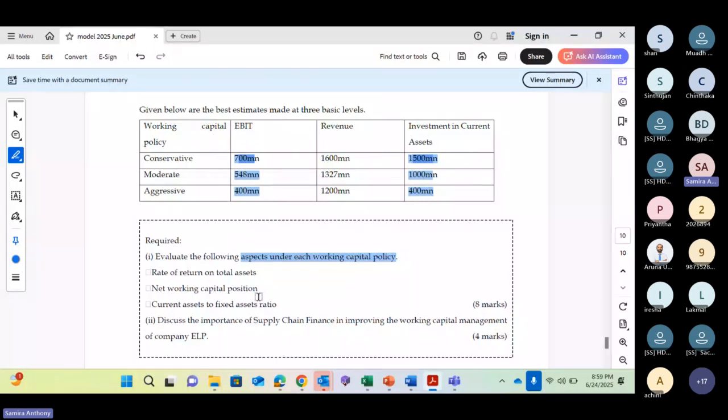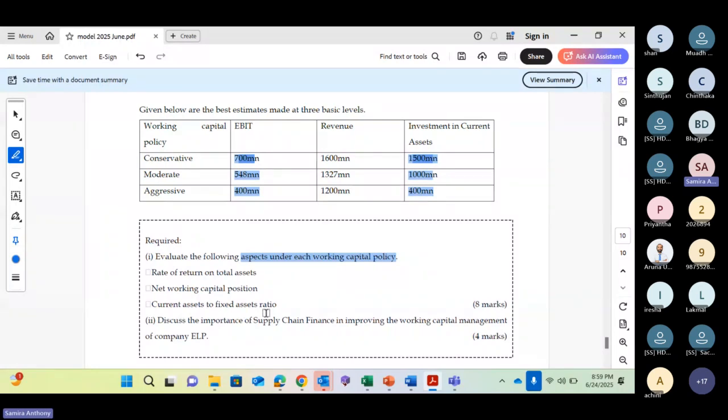Then the current asset to fixed asset ratio. Once you invested these current assets, your current assets will increase. Then current asset to fixed asset ratio is current assets divided by fixed assets. Take the fixed assets given in the balance sheet, add this additional investment to your current assets and calculate the ratio. I will share that answer by tomorrow. I will share everything by tomorrow.